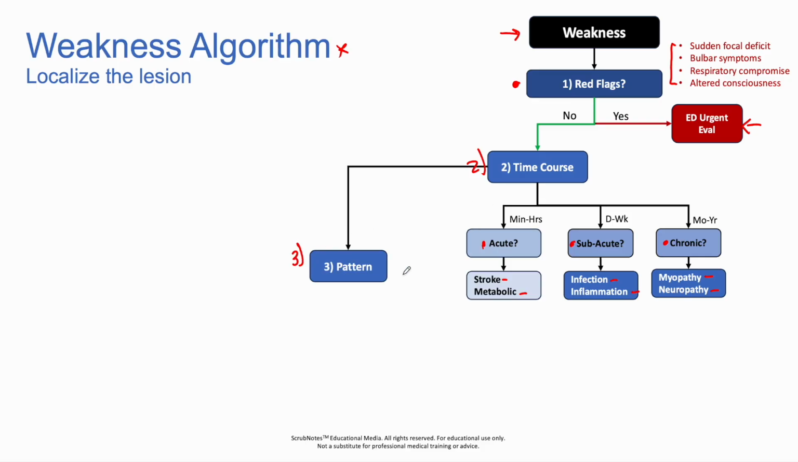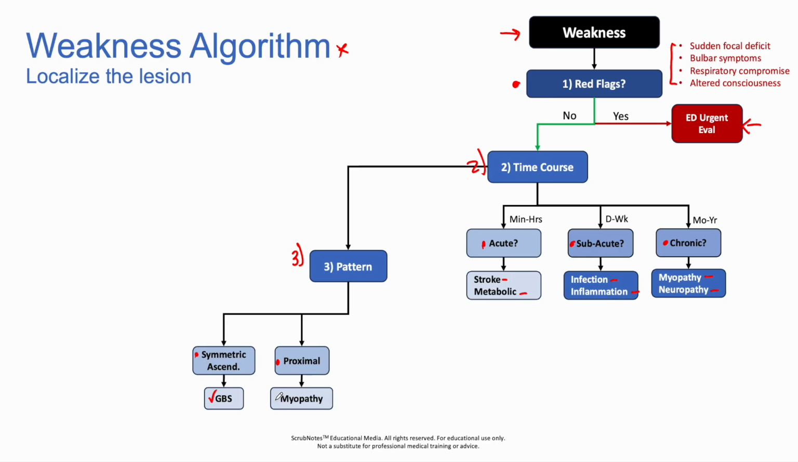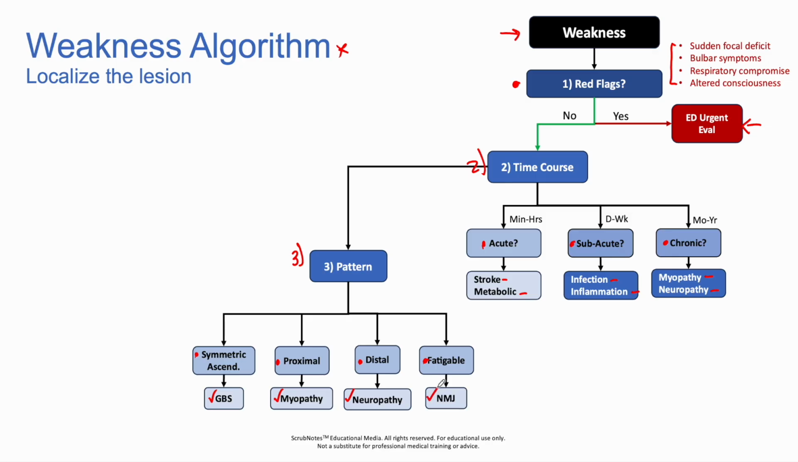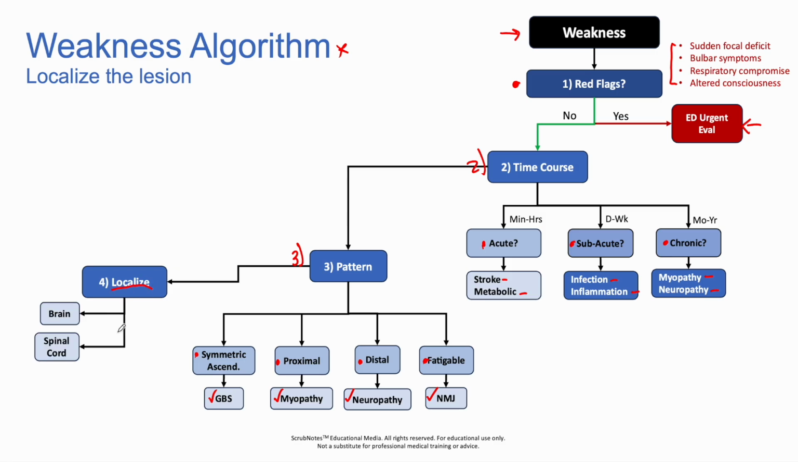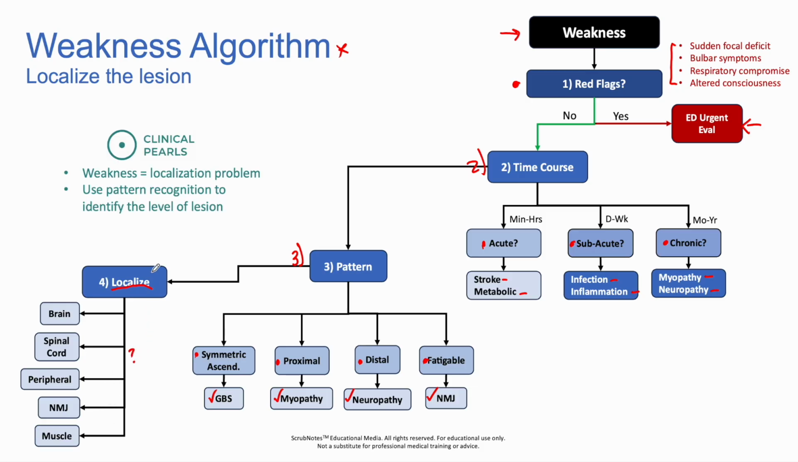Next, we want to look at patterns. So if it's symmetric and ascending, think Guillain-Barré. If it's proximal weakness, think myopathy. If it's a distal weakness, neuropathy is more likely. And if it's fatigable, we'll be thinking about the neuromuscular junction. And then the last step is to localize it. So is it happening in the brain, spinal cord, peripheral nervous system, at the neuromuscular junction, or in the muscle? So here's your key shift, pattern recognition. This is what actually localizes the problem.